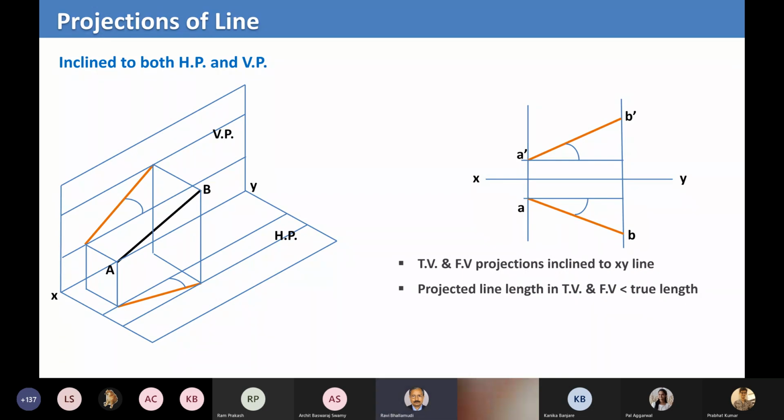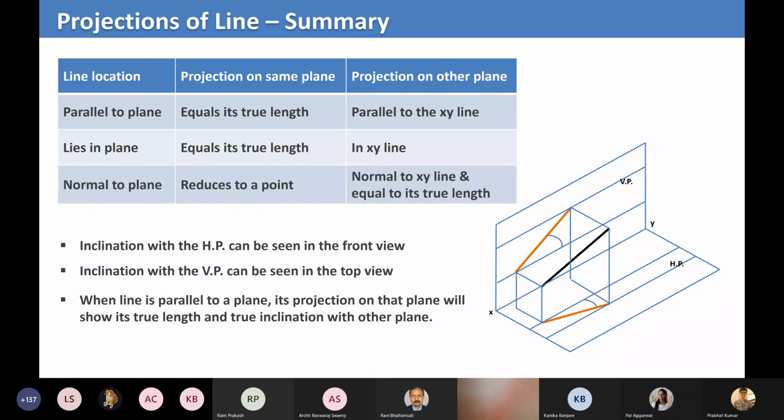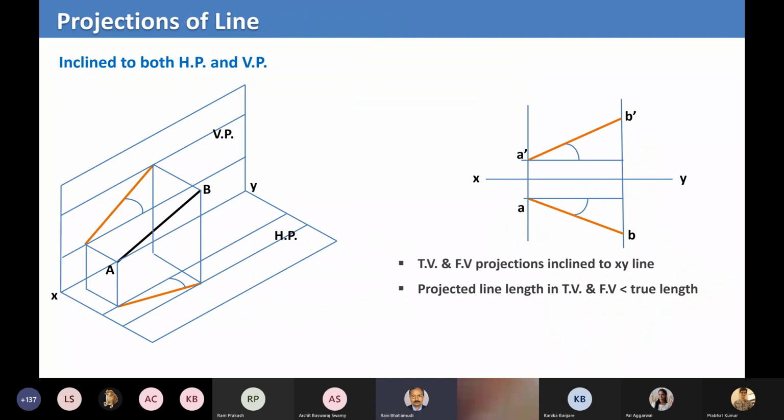Let you absorb the picture first. Yeah, go ahead. Sir, can you go back to the last slide? Here in the second row, it says that if the line is in the plane, then its projection in the same plane will have equal length. So that is right. But it's written that it's the other plane. Okay, sir, got it. No problem.